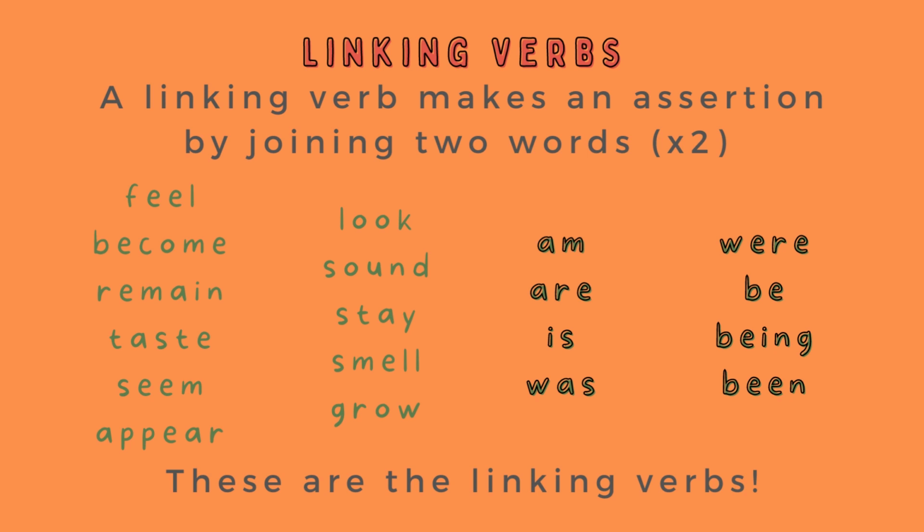This is to the tune of The Ants Go Marching. It goes like this. A linking verb makes an assertion by joining 2 words. A linking verb makes an assertion by joining 2 words. Feel, become, remain, taste, seem, appear, look, sound, stay, smell, grow, am, are, is, was, were, be, being, been. These are the linking verbs.